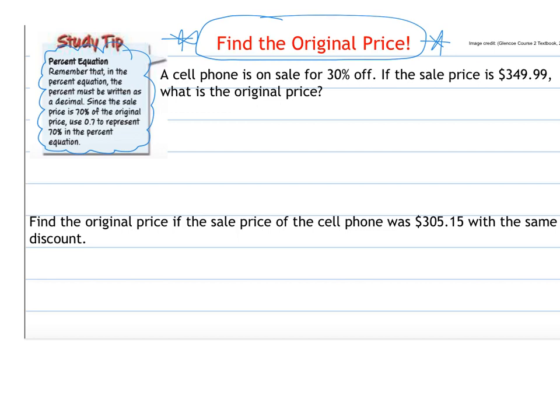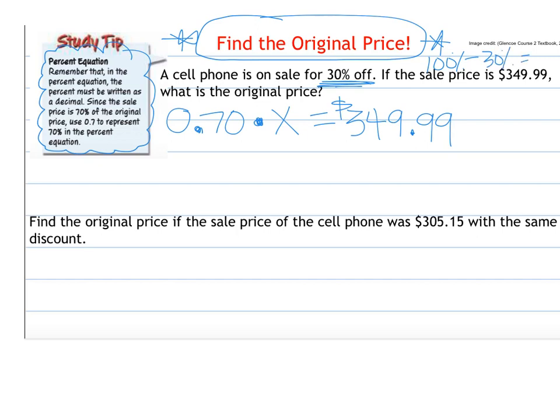So we're going to take 70%, which I'm going to make a decimal, times X, because that's how much the cell phone is to start with, and I get $349.99. Okay, because it's on sale for 30% off, remember we would do 100% minus 30%, and that's how I get my 70%.